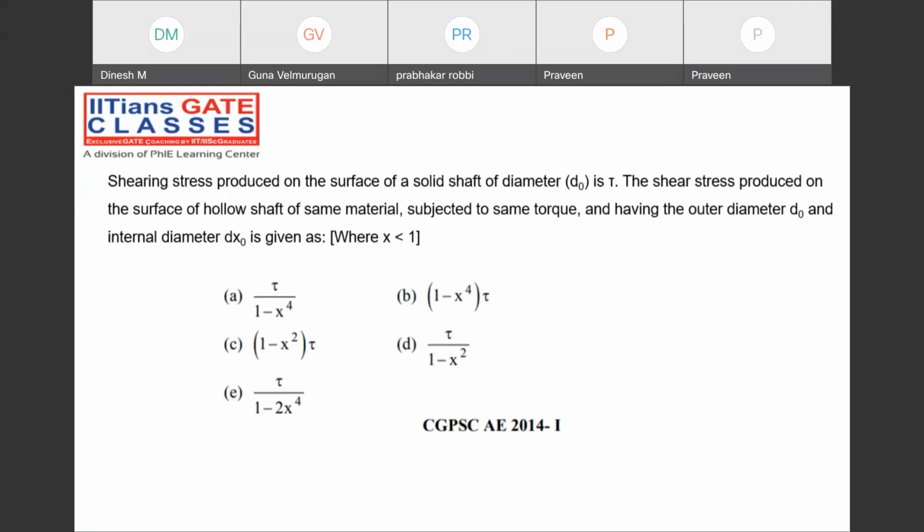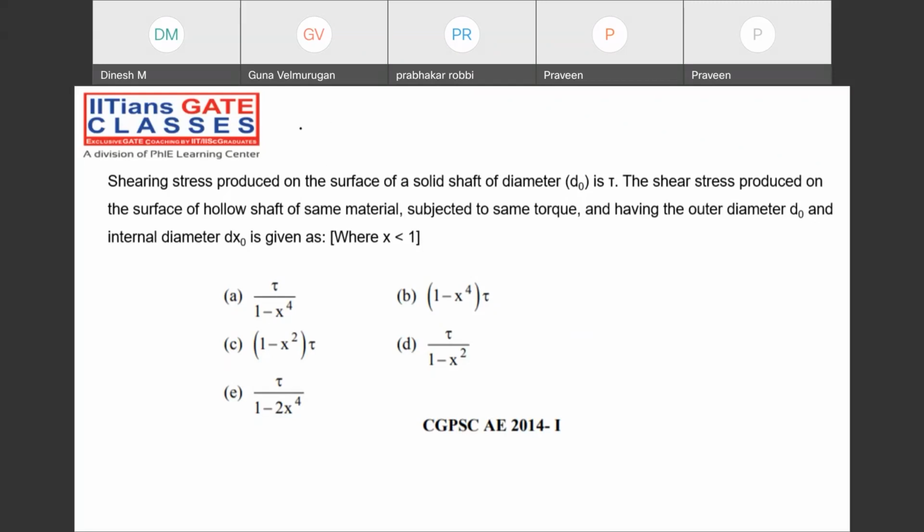The shear stress produced on the solid shaft is tau. The shear stress produced on the surface of a hollow shaft of the same material, subjected to the same torque, having outside diameter d naught and internal diameter x d naught, where x is less than 1, then what is the relationship they are asking? Do not worry, it's a very simple question. Do not think that the option is very difficult, it's not like that.